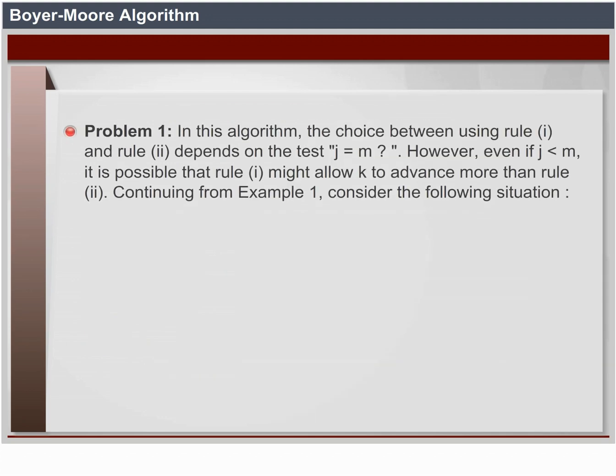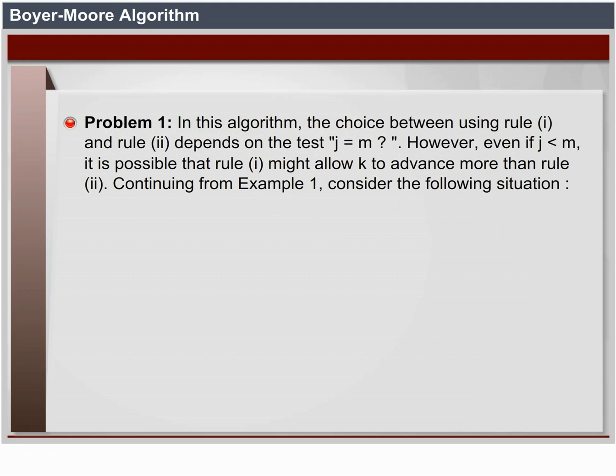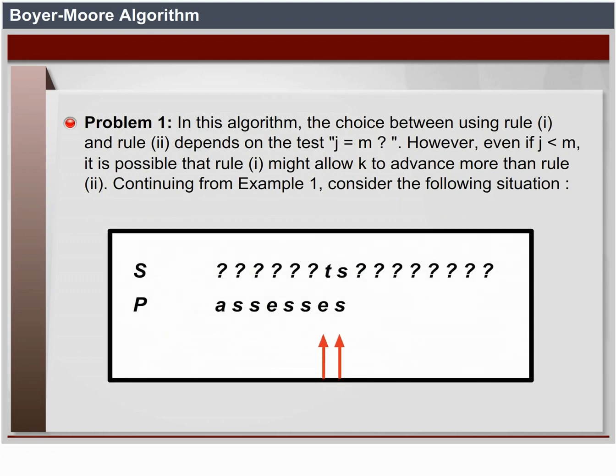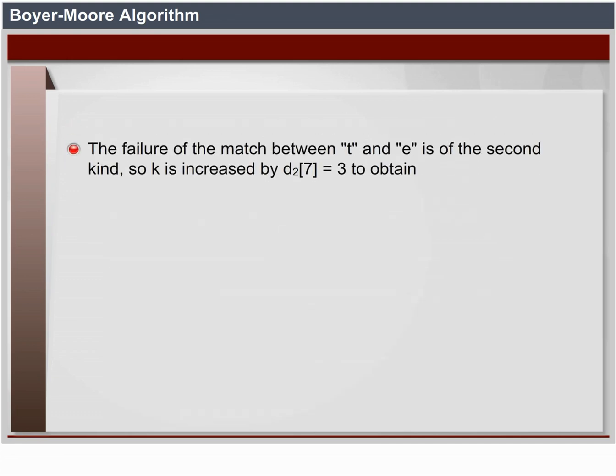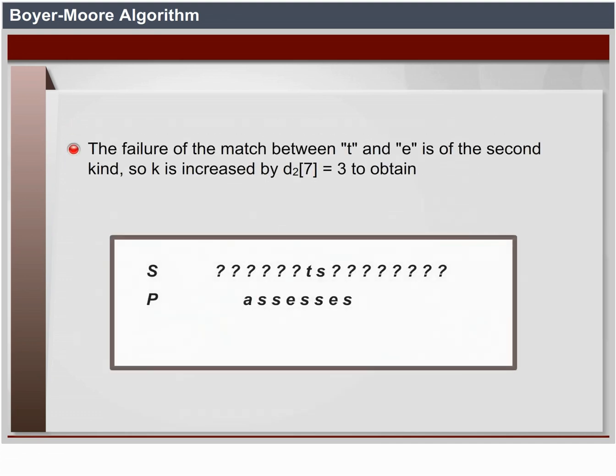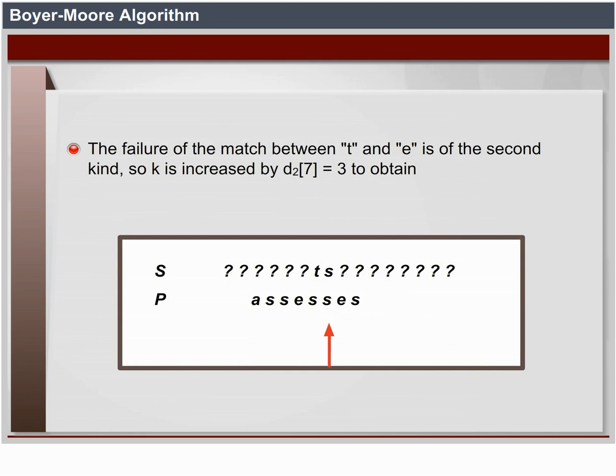Problem 1. In this algorithm, the choice between using rule 1 and rule 2 depends on the test J equals M. However, even if J less than M, it is possible that rule 1 might allow K to advance more than rule 2. Continuing from example 1, consider the following situation. The failure of the match between T and E is of the second kind, so K is increased by D2 of 7 equals 3 to obtain as follows.